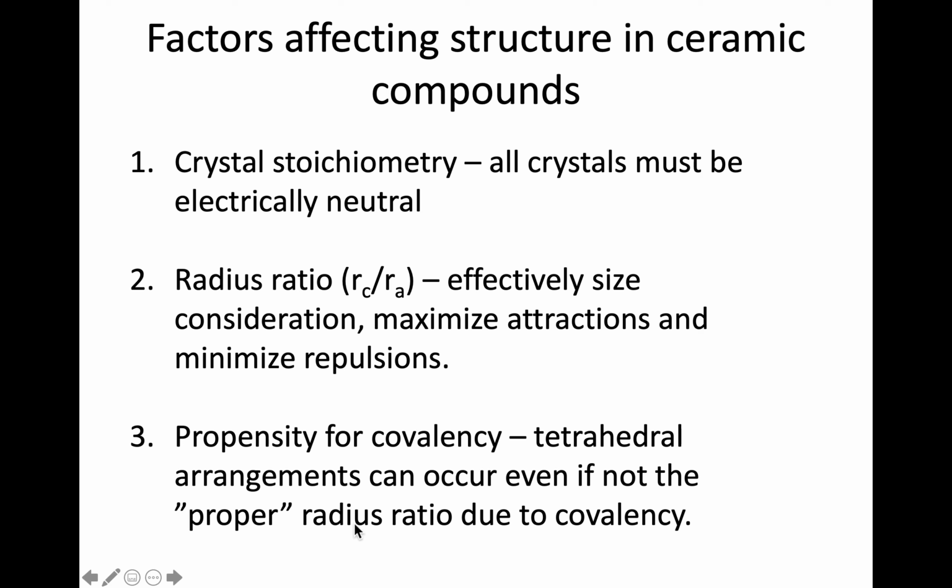And then the last thing is what we just term propensity for covalency. We're going to find that covalency manifests itself as tetrahedral arrangements. This can occur even if it doesn't have the proper radius ratio. So covalency, so to speak, messes up these other two rules.